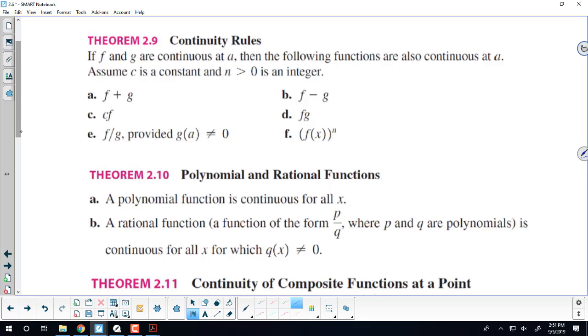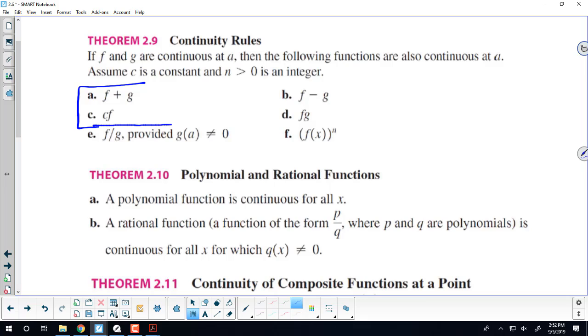All right. So, continuity rules. We're going to look at f and g, two functions continuous at a point x equals a. Then the theorem says the following combinations of functions are also continuous at x equals a. So we have f plus g is continuous, f minus g is still continuous, a constant times a function f, or this could be a constant times function g, the two functions multiplied by each other, and the function raised to a positive whole number power.